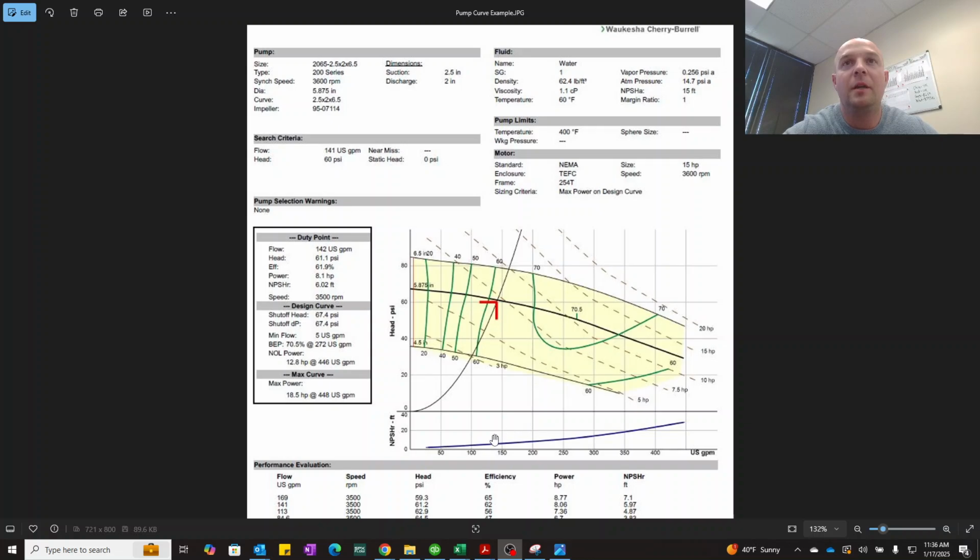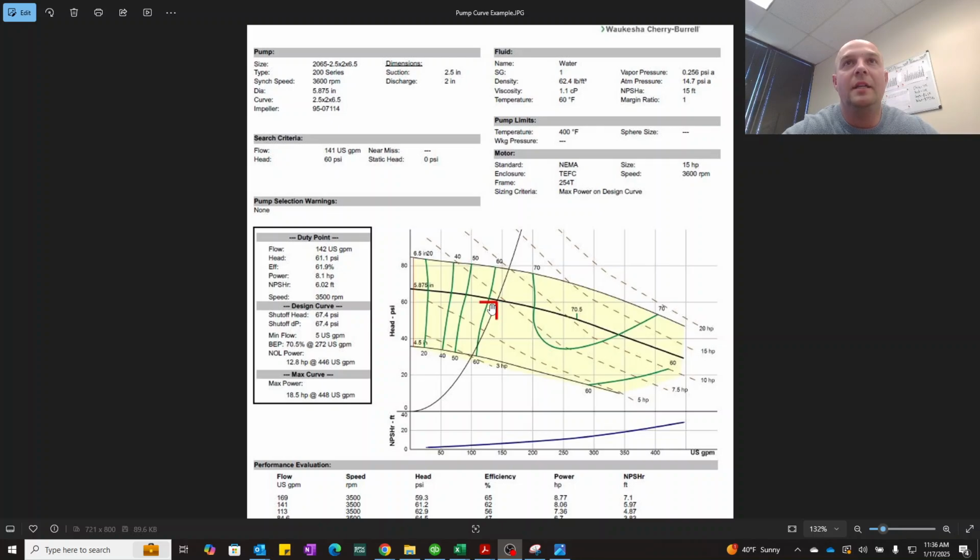Okay. So here we follow out our duty point. Again, we have 141 gallons a minute, which is going to be right about here, at 60 psi of head, which is going to be right about here. And as you can see, that falls just below the 5.875-inch curve.